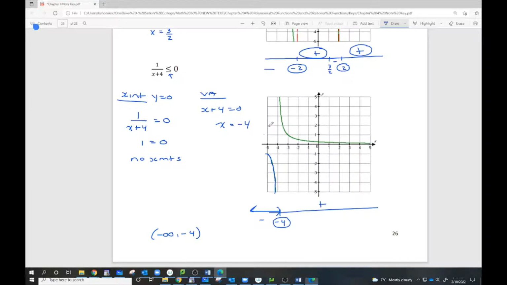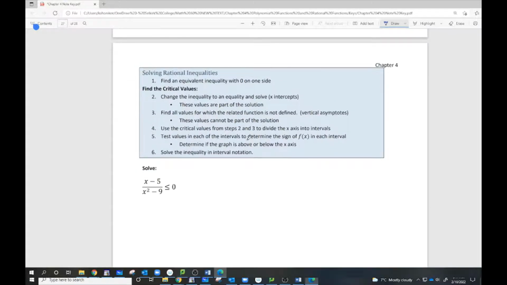All right, now let's move on to not having a graph. If you're solving rational inequalities, number 1, find an equivalent inequality with 0 on one side. Super important, just so you can tell if you're looking above or below. And then you're going to find your critical values. So I want you to find your x-intercepts.